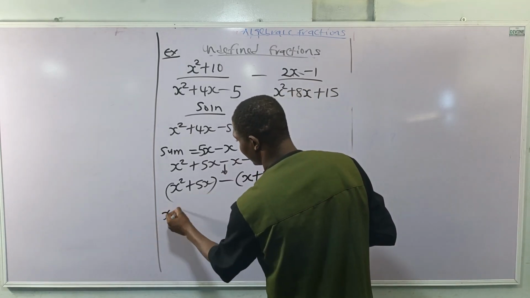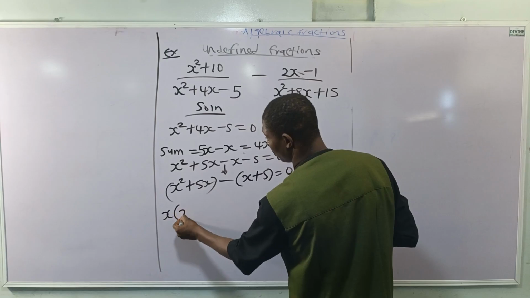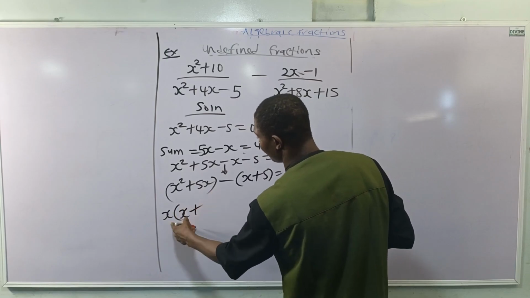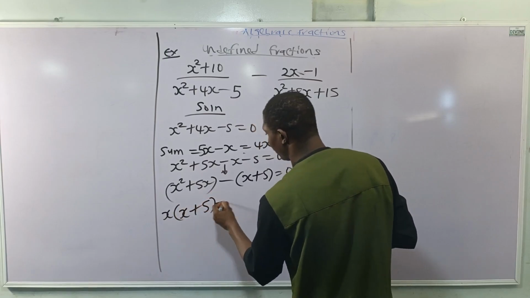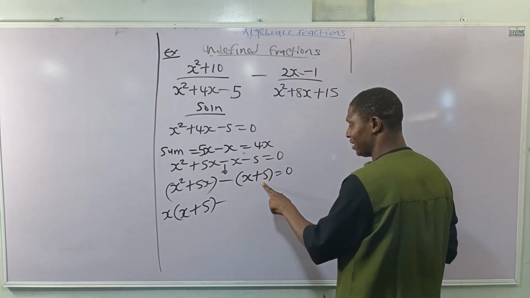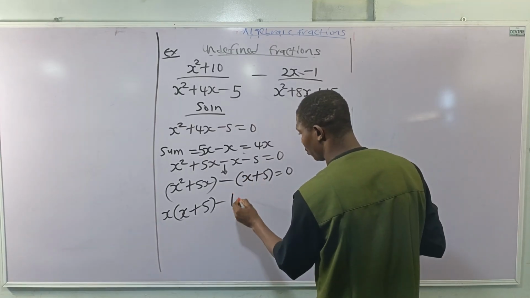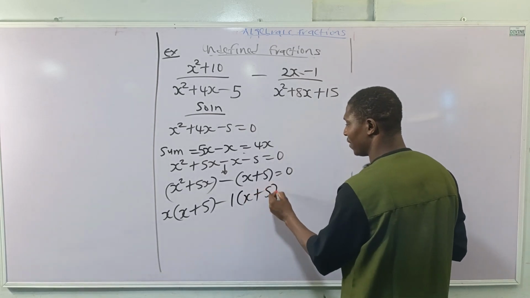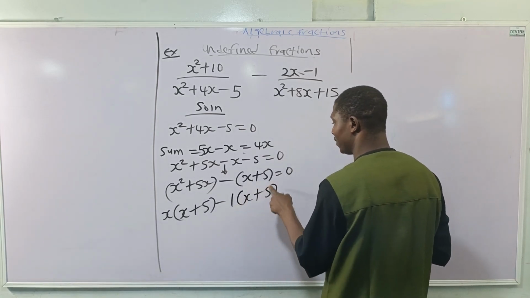What's common here is x. x squared divided by x is x. And 5x divided by x will give me 5. Minus this half, x in its grand state, 5 in its grand state. So I simply have what's common to be 1. Bracket x plus 5. Check: 1 times x is x, 1 times 5 is 5.